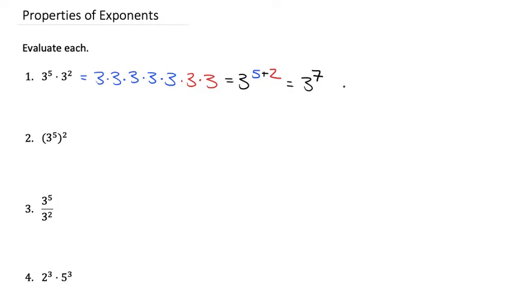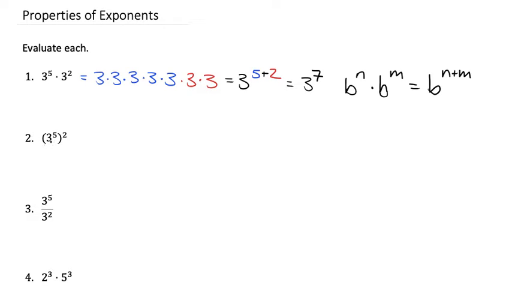Now, a general way that we could write this rule is that if we have b to the n times b to the m, we would add the exponents and put those exponents on that same base b.